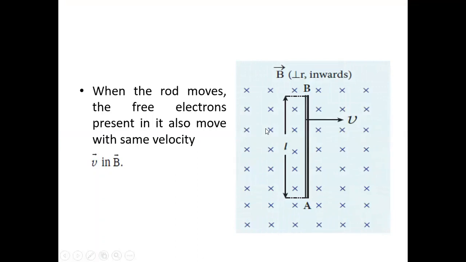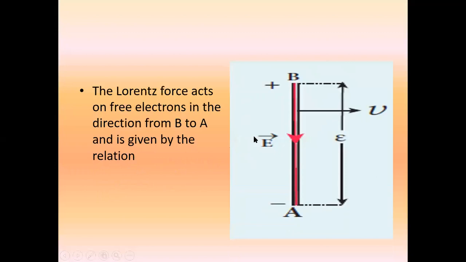Now when the rod is moving, the free electrons present in the rod will also move with the same velocity. There are many electrons present in the rod. So the Lorentz force acting on the free electrons will be in the direction from B to A. There is a Lorentz force because the rod is kept in the magnetic field. As the electrons move in the magnetic field, they experience a magnetic force. That force is nothing but the Lorentz force.